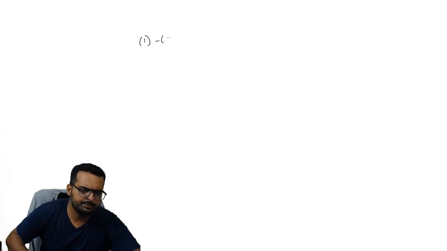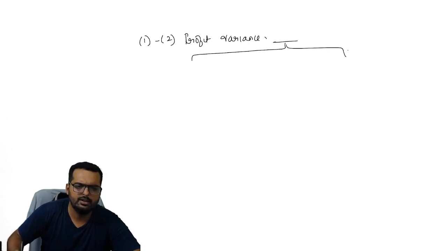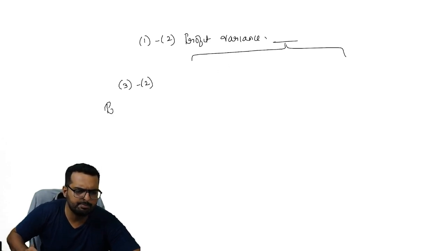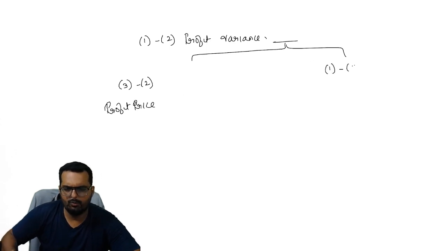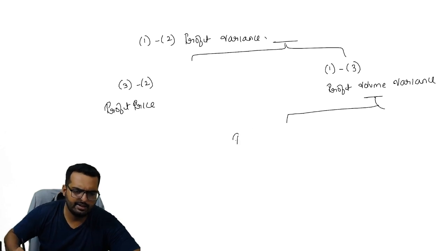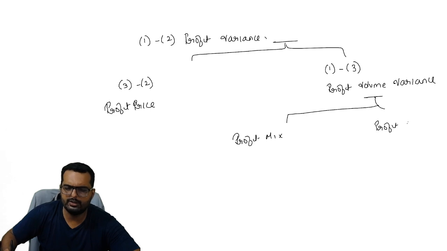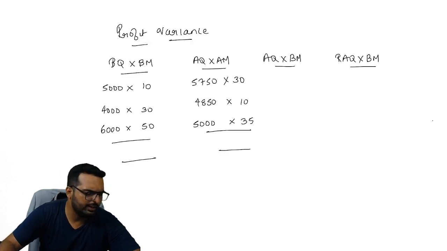1 minus 2 will be called the profit variance. Inside this, 3 minus 2 will be the profit price variance. 1 minus 3 will be the profit volume variance. Inside this, you will have profit mix variance and profit yield variance. Okay, please do this, friends.